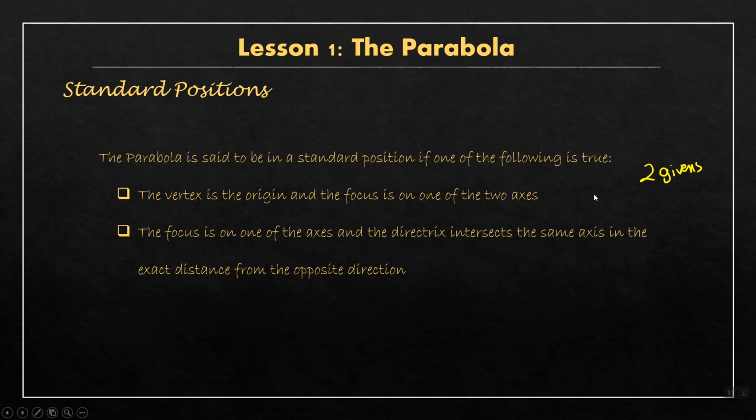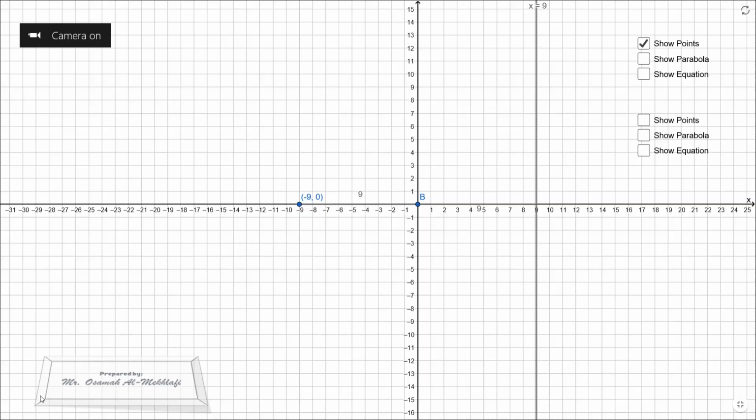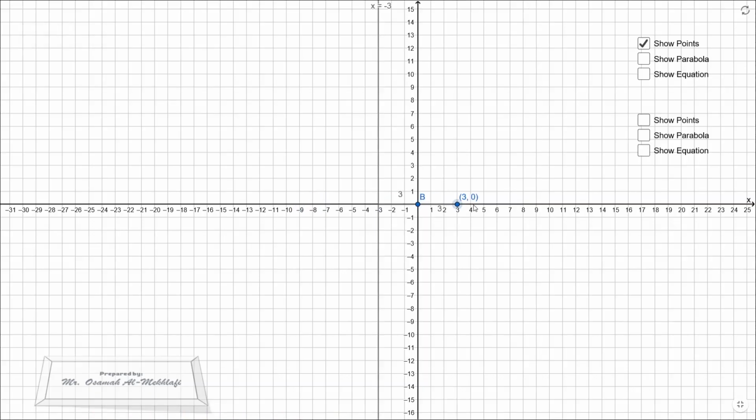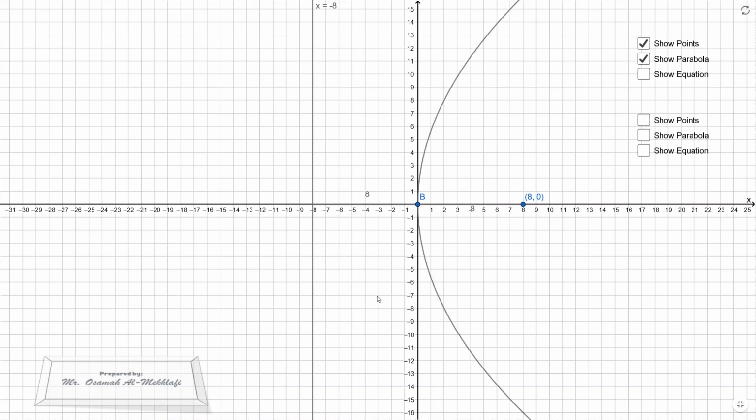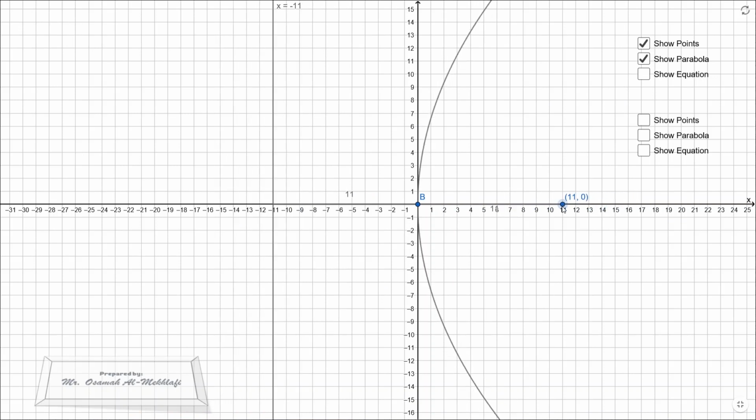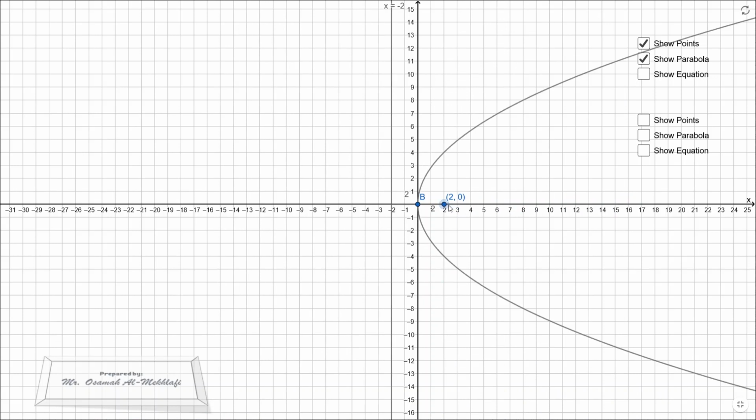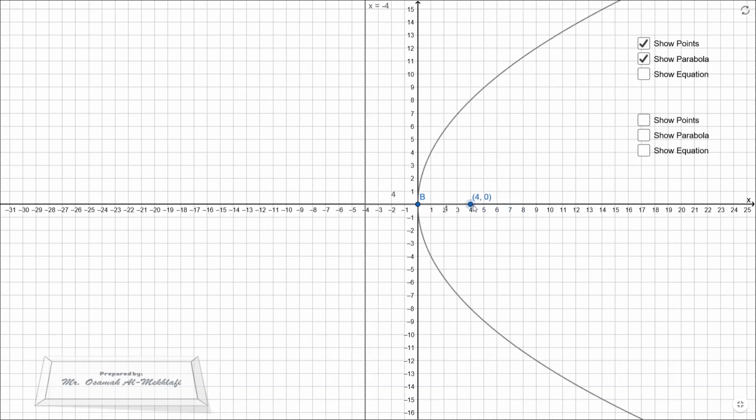All right, so let's investigate a little bit more about standard positions. Now look at this, guys. I have shown you the first parabola, which looked like this. This is now called the standard position number 1. This is how it looks. The parabola is always going to enclose the focus and be concaving towards the positive x-axis.